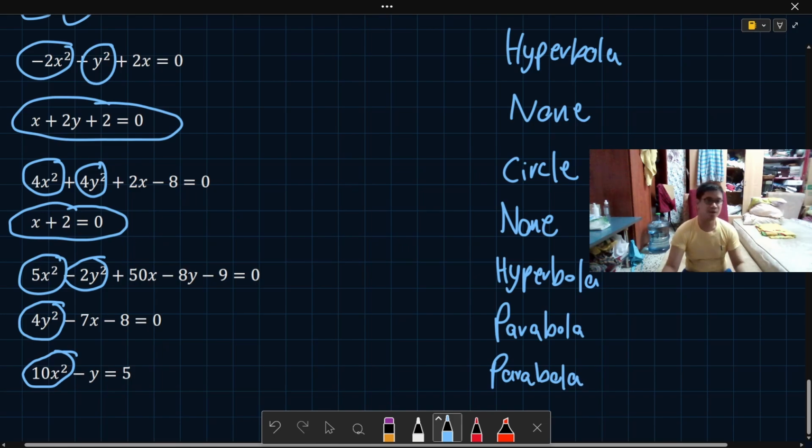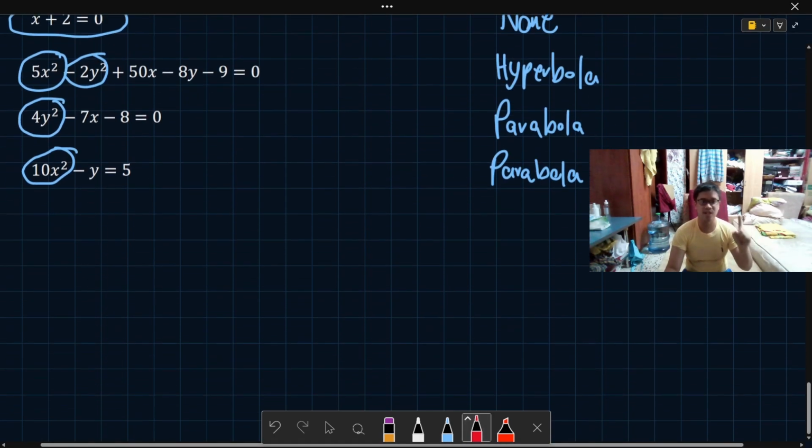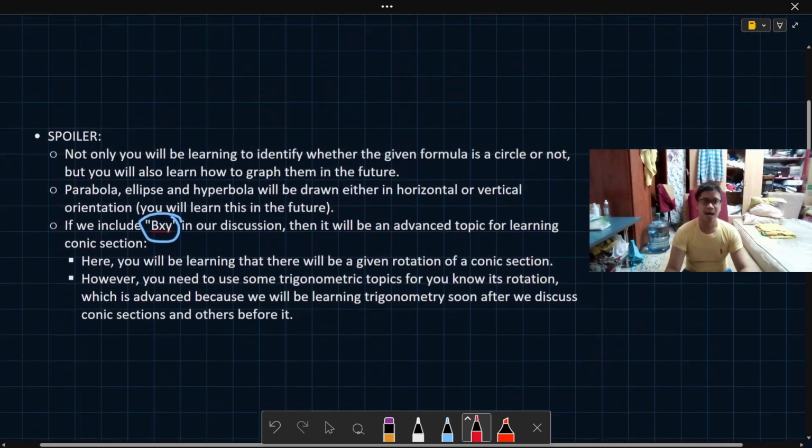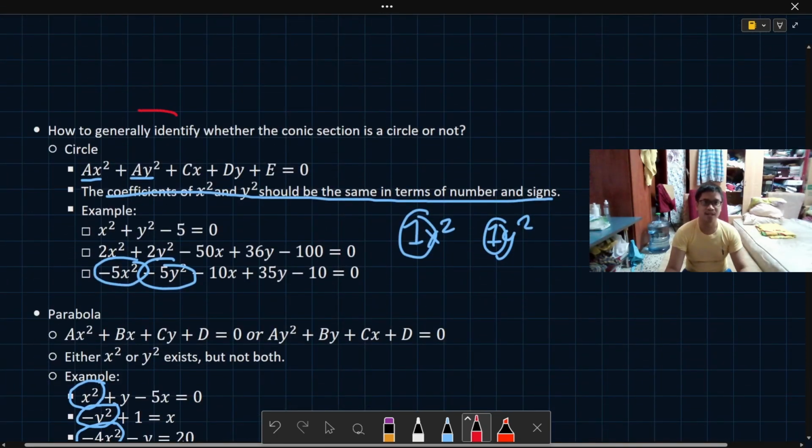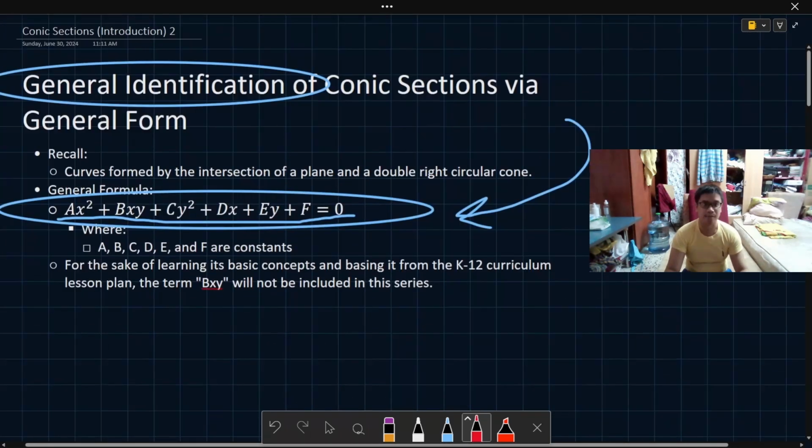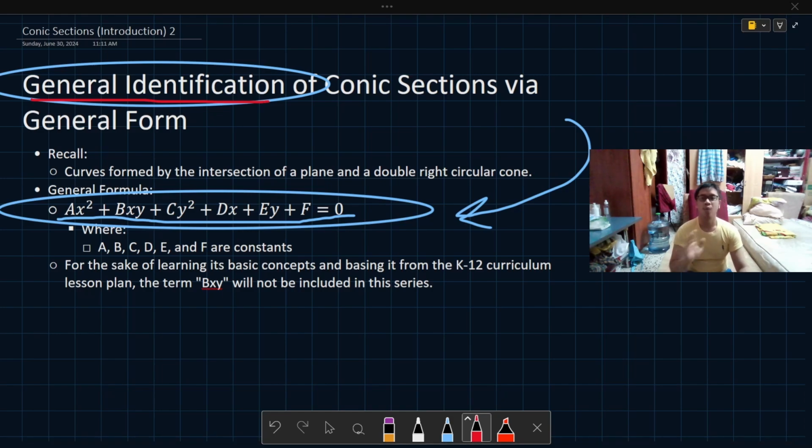And that's it. We actually have a practice for general identification of conic sections via the general formula. All right, but don't worry, I'll make another video about it. Let's have another practice video for this one. But before we end this video, let's go back. I mentioned, do not forget this phrase: generally identify. Or just don't forget the word general identification. Why is it called general identification?